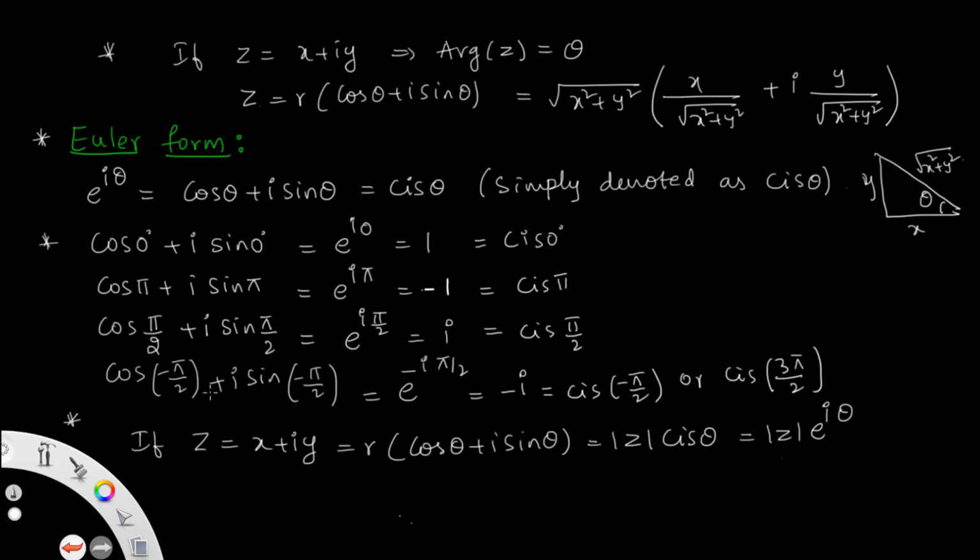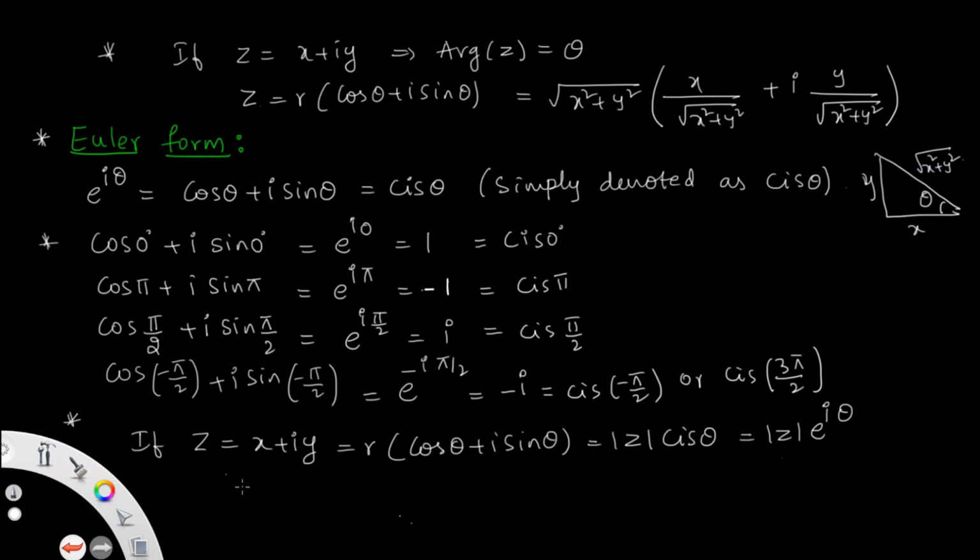Cos of minus pi by 2 plus i sin of minus pi by 2 equals e to the power of minus i pi by 2, which is nothing but minus i. We can simply denote it as cis of minus pi by 2, or else cis of 3 pi by 2 is also the same, you get the same value. This is more beneficial for solving problems in objective questions. That is why you should remember all this once again.